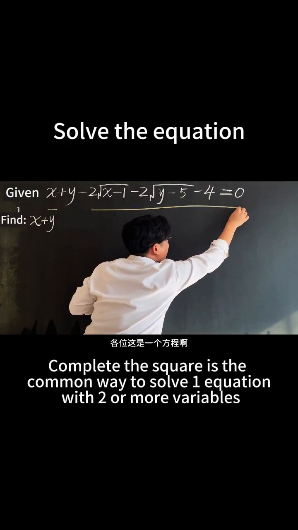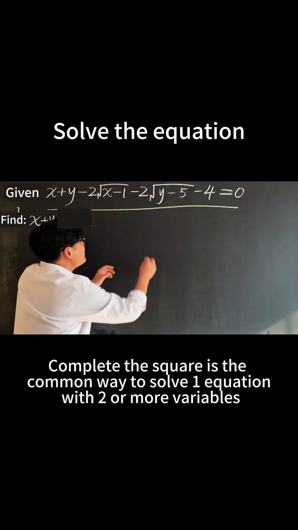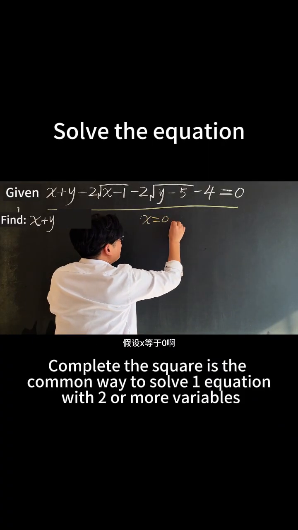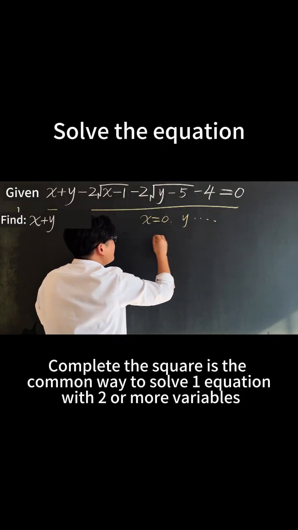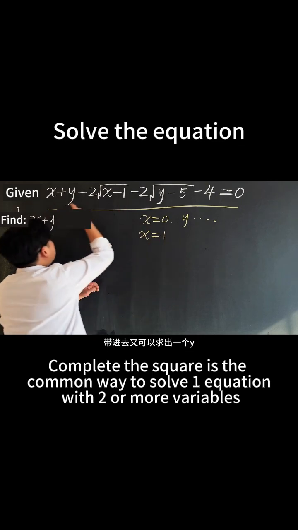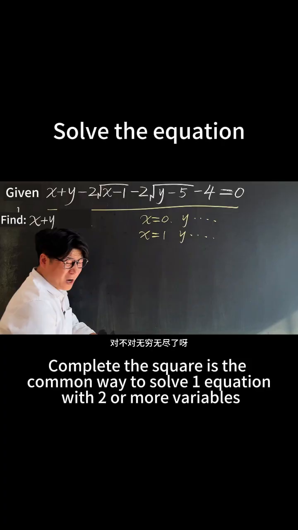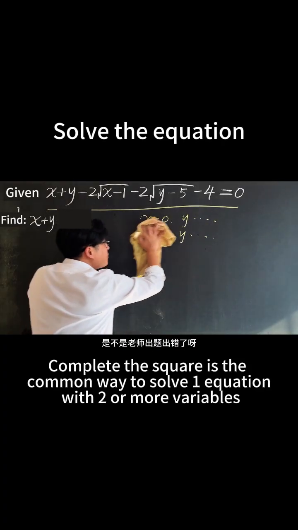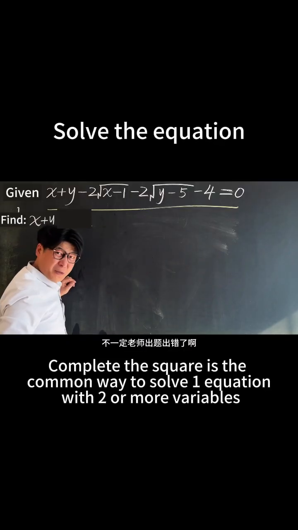Everyone, this is a single equation. How can a single equation have two unknowns? That doesn't make sense. Let's suppose x equals 0. If we substitute x equals 0, we can solve for a value of y. Now, if we suppose x equals 1, substitute it in, and again, we can solve for a value of y, right? This goes on endlessly. Doesn't this problem have infinitely many solutions? Could it be that the teacher made a mistake in the question?